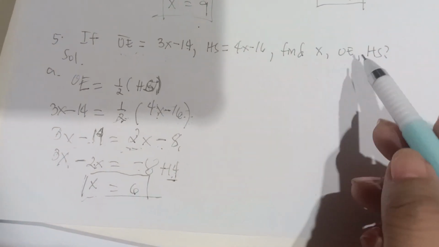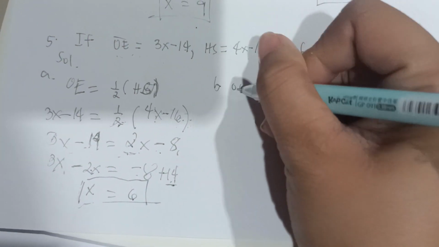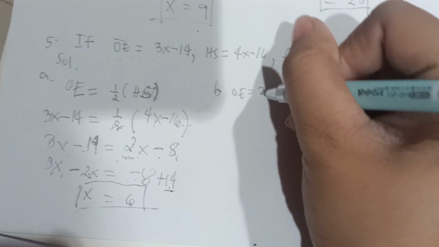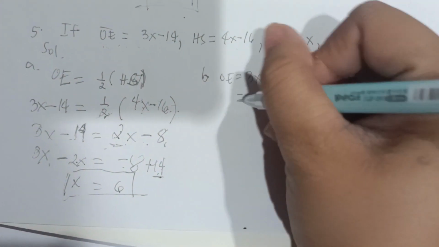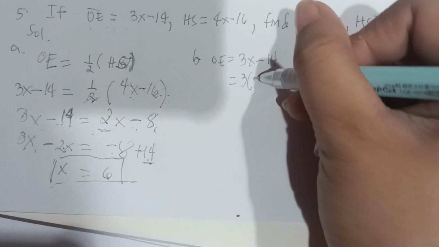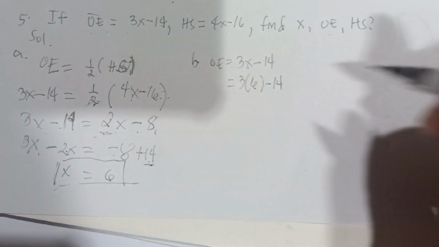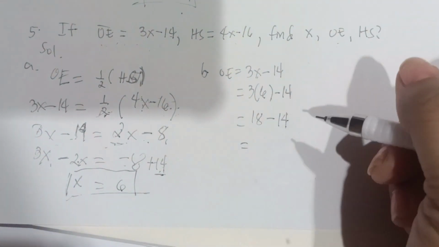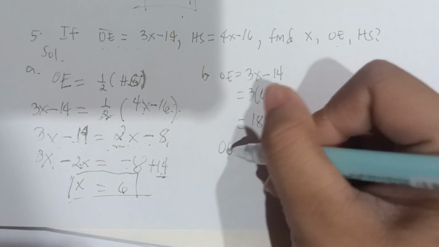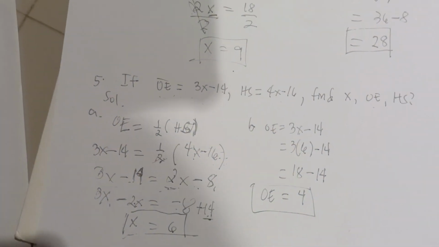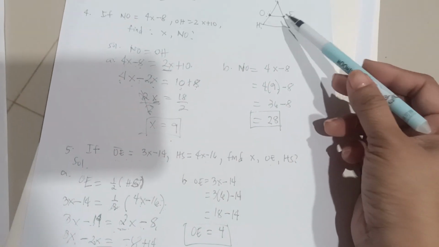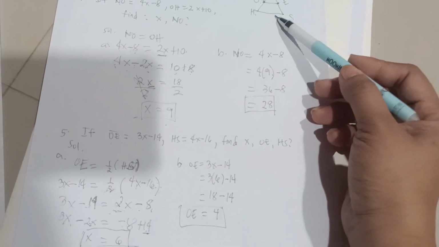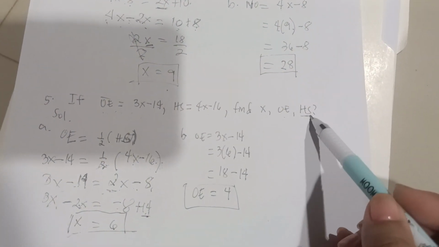Next, letter B, find OE. For OE, we're just going to copy the given, 3x minus 14. So copy 3. Our x is 6, minus 14. 3 times 6 would be 18 minus 14. So 18 minus 14 would be just 4. That is our OE. So if OE is 4, then HS should be 8, because it is only half. So let us also find HS.